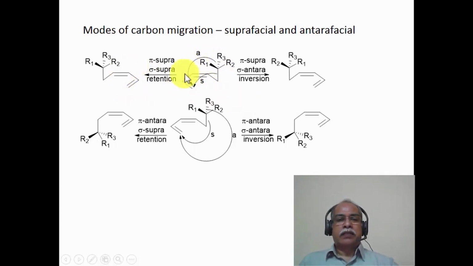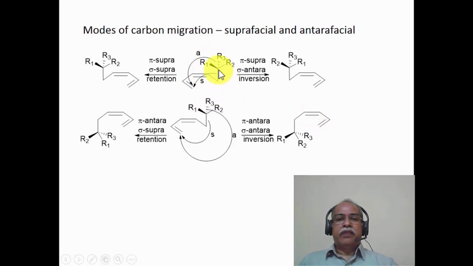Now let us take this particular example where it is, with respect to the pi face, suprafacial and with respect to the sigma face also suprafacial. This is equivalent to breaking this bond, carrying this R1, R2 and R3 groups and migrating it intact to the other position from the top face itself, such that the R2, R1 and R3 groups are, let us say, having the same configuration in the starting point as well as in the end point.